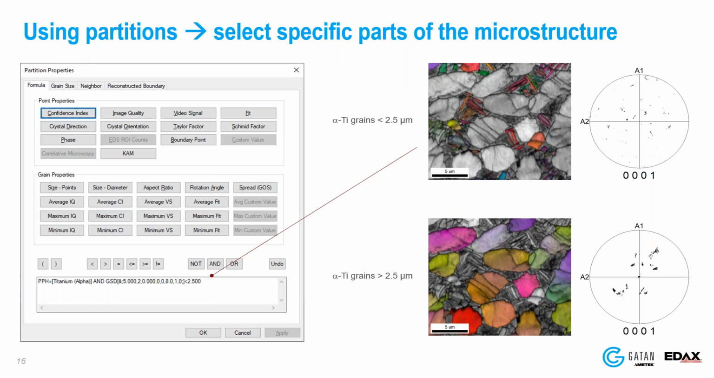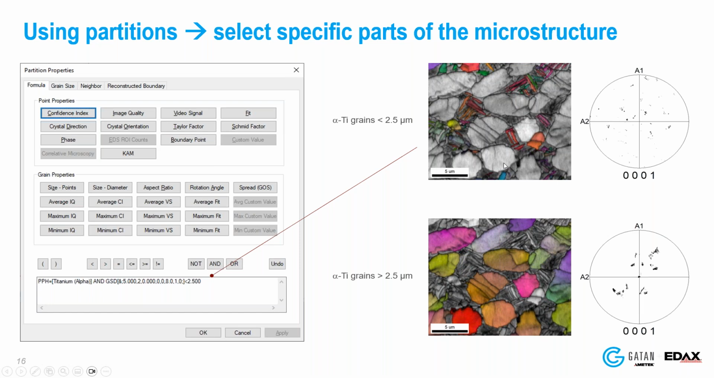Another use of partitions is to select a certain part of the microstructure. In the screenshot before, I showed you that we can look at alpha titanium grains with a certain grain size. This is where you do that. So you look for the phase, that's for a pixel. And then for the grain, you can set a size, either in points or in the diameter. There's your grain definition. You say, okay, it has to be smaller than 2.5 micron. And then only the grains in your data set that were identified as alpha titanium and have a smaller size than 2.5 micron will be allowed in your partition.